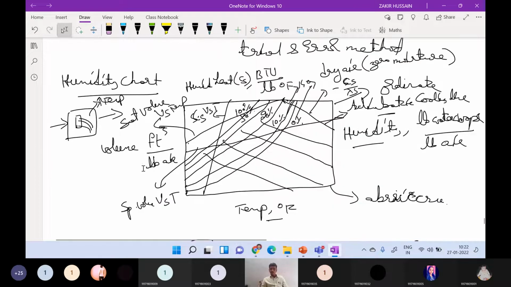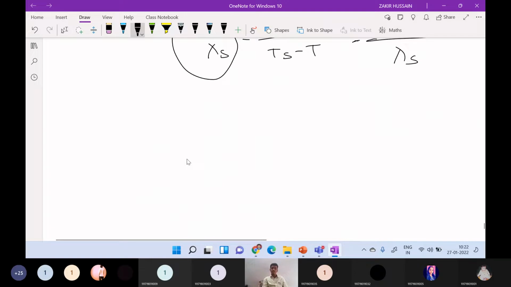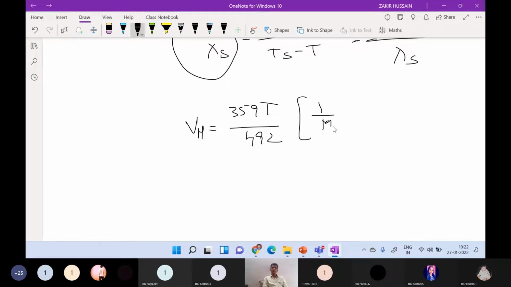Then there is a volume. Okay, there is the specific volume versus temperature and the saturated volume versus temperature. After interpolating these two for the particular temperature, we can obtain the value of VH, that is humid volume, using the following equation, that is 359 T by 492 into (1 by MB plus H by MA). This can be obtained using a linear interpolation between the saturated volume versus temperature and specific volume versus temperature lines. We can obtain the various values.